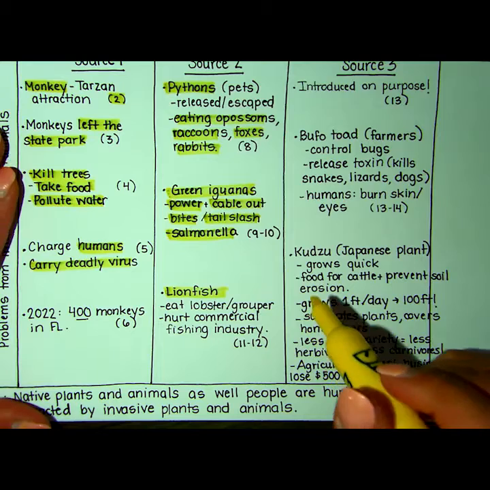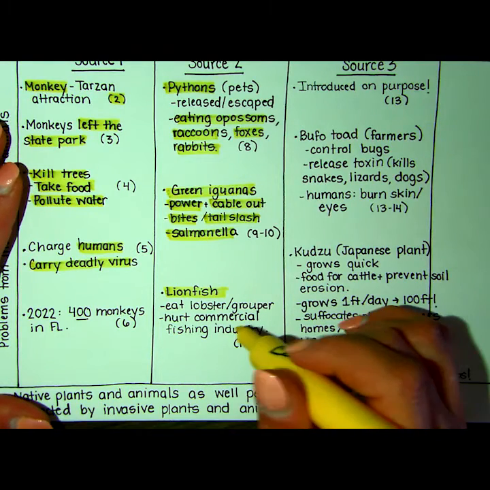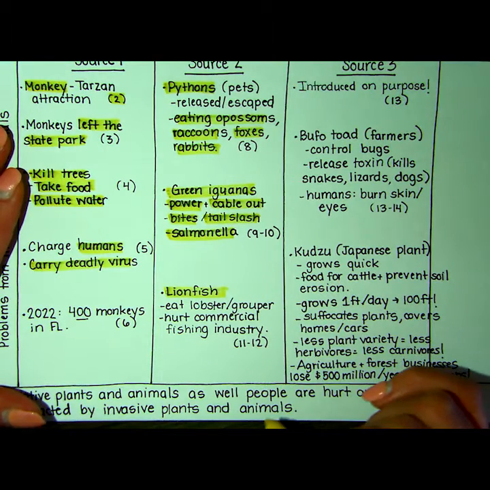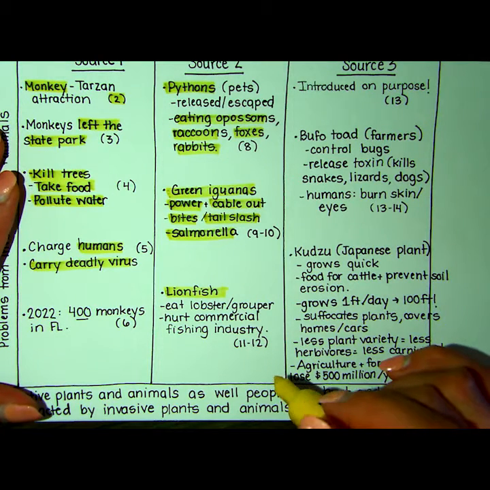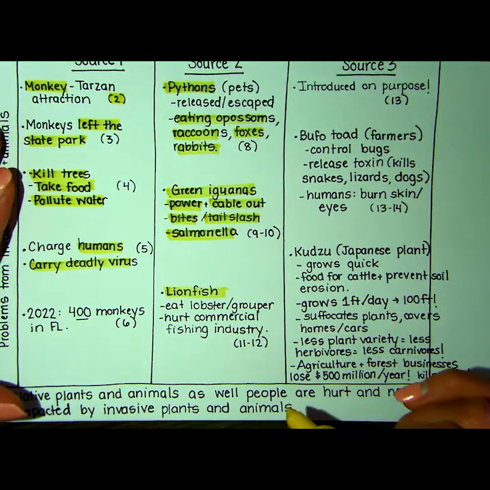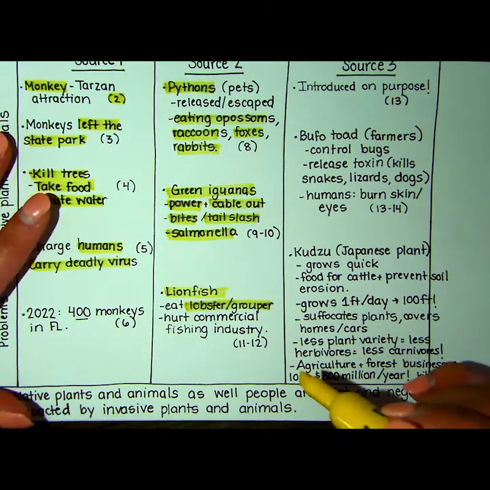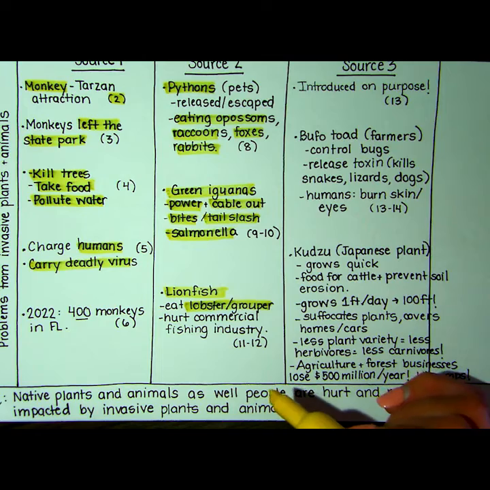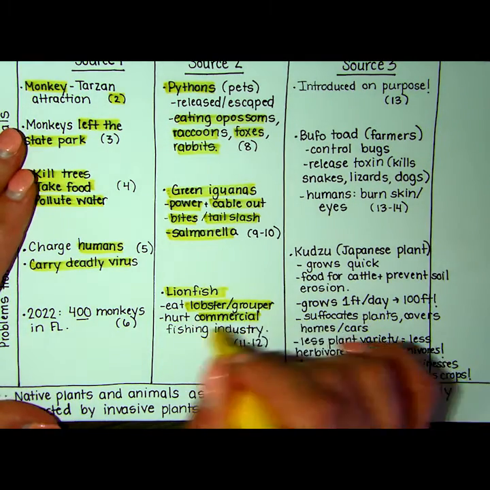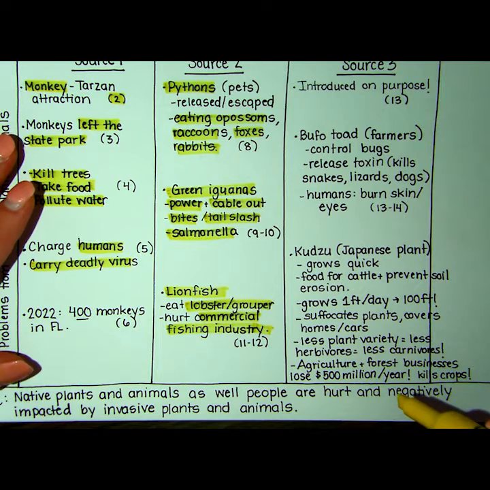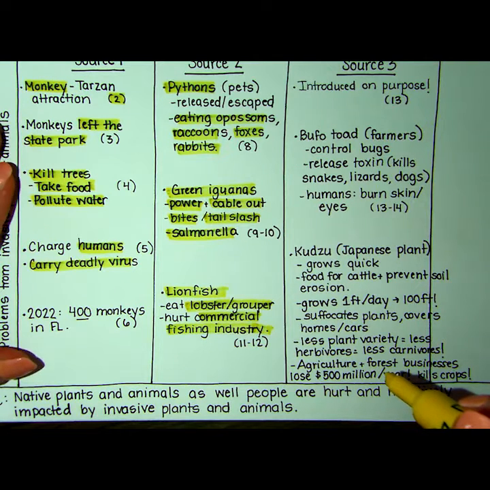The last creature that we were introduced to in source 2 is the lionfish. Again, really cool to look at in an aquarium, but when introduced as an invasive species to a native environment, they're eating a lot of the food, including lobster and grouper. And what that's impacting is your commercial fishing industry. They're actually having people go out and have contests for killing these animals to try to decrease that population.